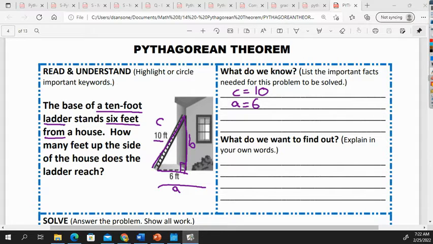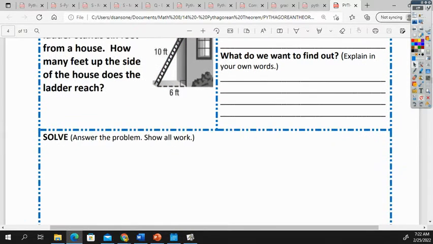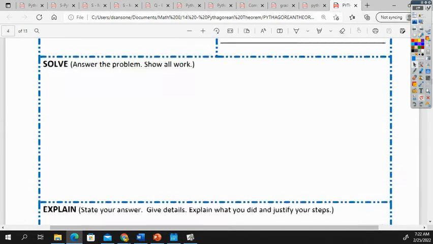And it says, what do we want to find out? What are we looking for? We're trying to figure out what B is. We're trying to find B, or one of the legs. So now that we know what we're looking for, we could go ahead and solve our problem. So I'm going to scroll down, and it says solve and answer the problem here.